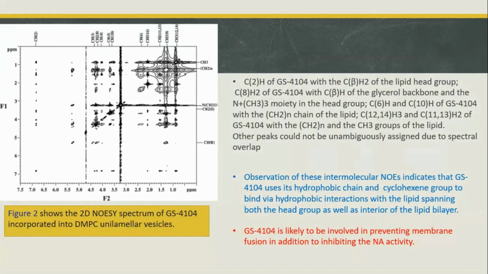Okay, and this NOE can arise when two atoms, either within the same molecule or in different molecules, are at a distance of less than 5 Angstrom. Based on this result, we can observe that GS4104, or oseltamivir, uses its hydrophobic chain and the cyclohexane group to bind via hydrophobic interaction with the lipid, spanning both the head group as well as the interior of the lipid bilayer. So we can conclude that oseltamivir can interact with the membrane fusion to inhibit the NA activity.